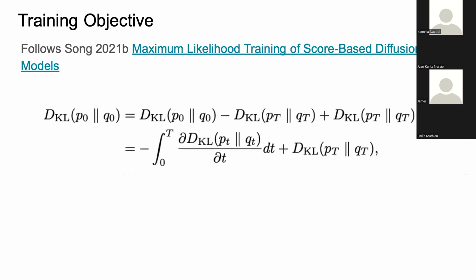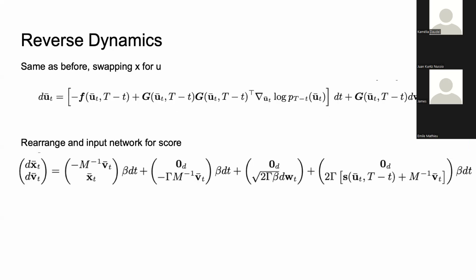Okay, so how do you actually train this? We have this term, grad log PT, which is actually the score term. We replace this with the network here, S UT. Here we have T minus T, which is the reverse time part.